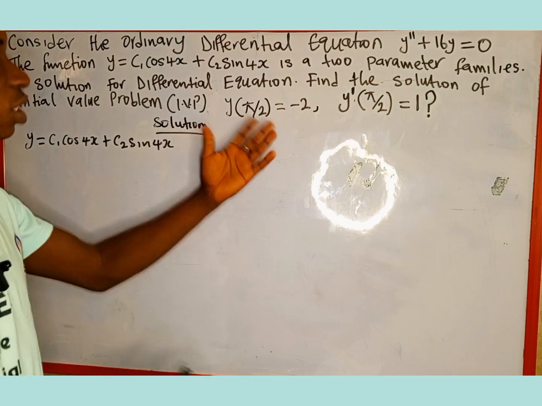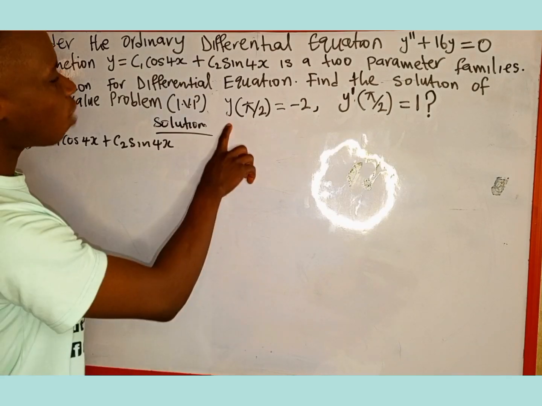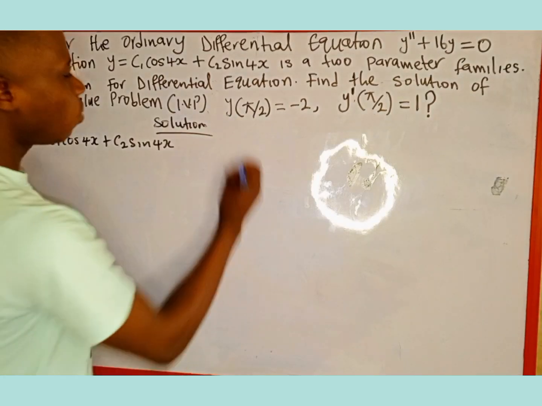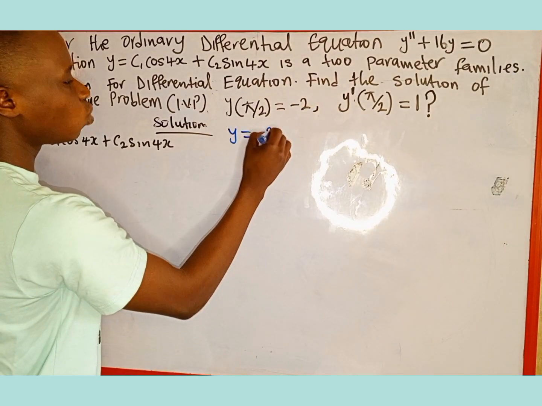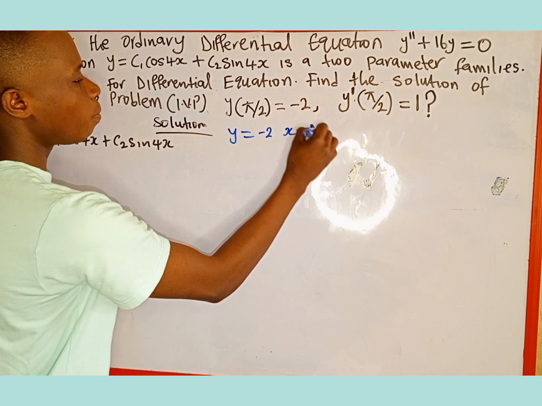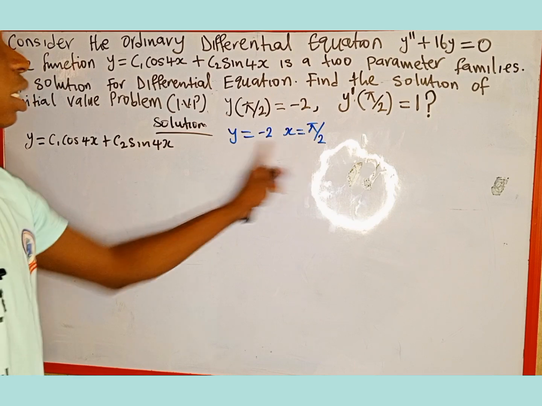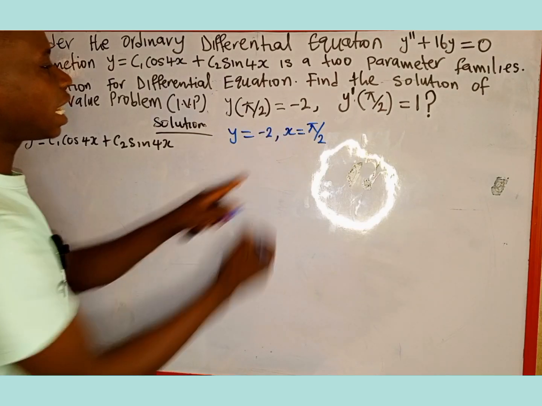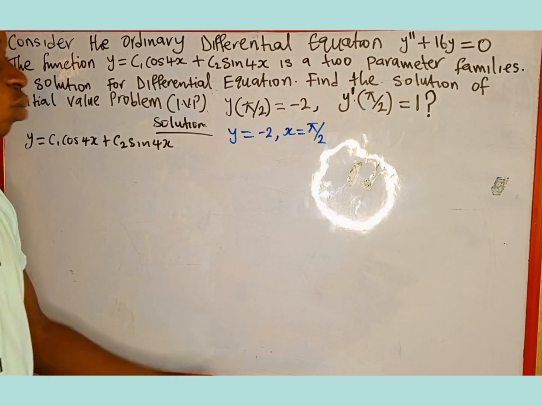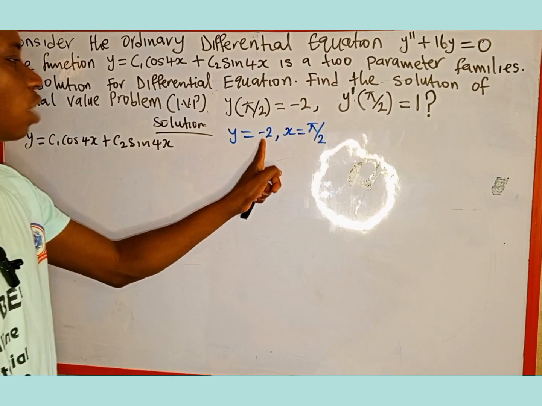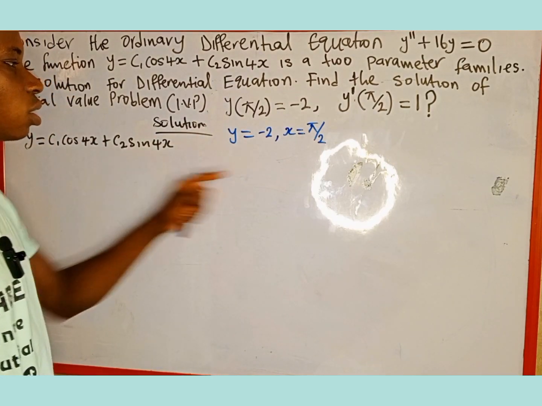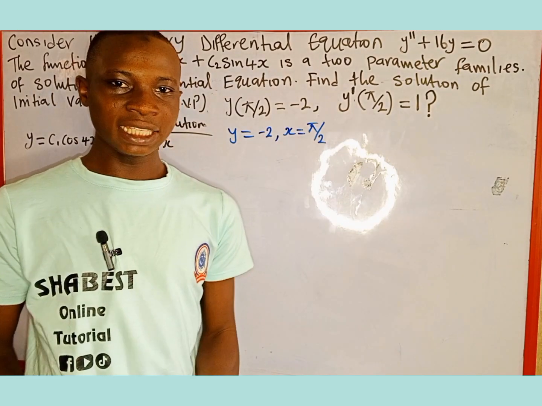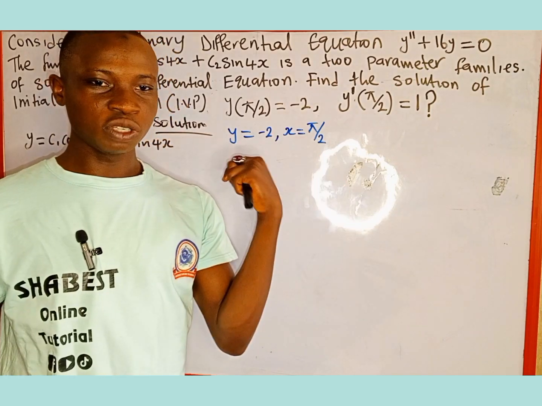But if you look at it, what are the values of x and y? y(π/2) = -2 implies that when y is equal to -2, then x is equal to π/2. So what we just need to do here is substitute the value of y as -2 into the given function, then anywhere we see x, we substitute π/2. And recall, π is 180, so 180 over 2 is what we are going to substitute for the value of x.